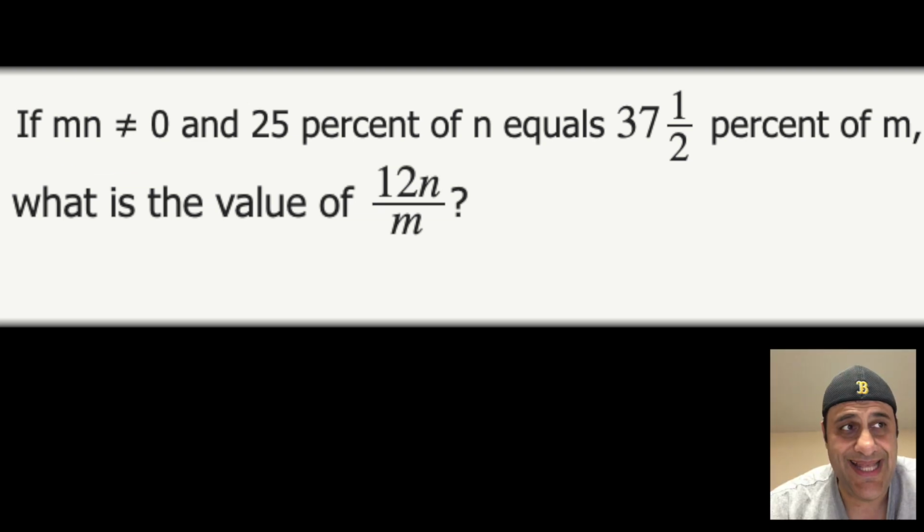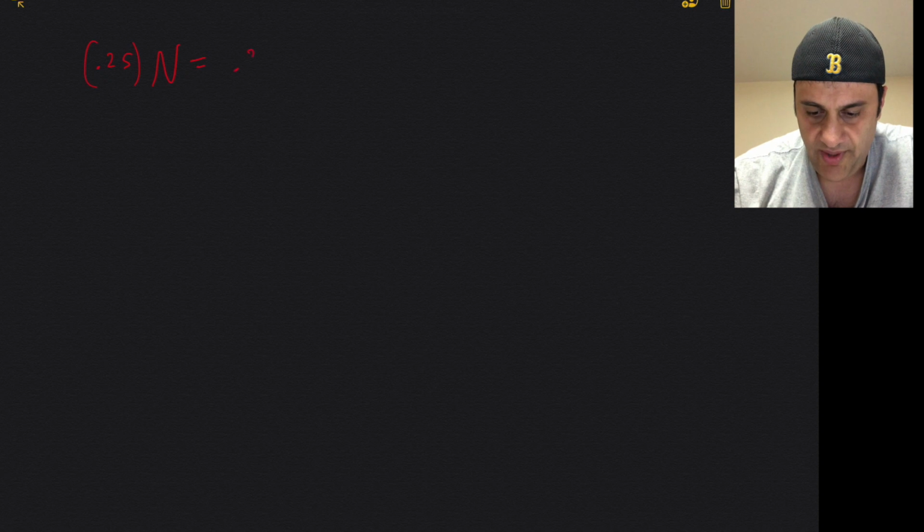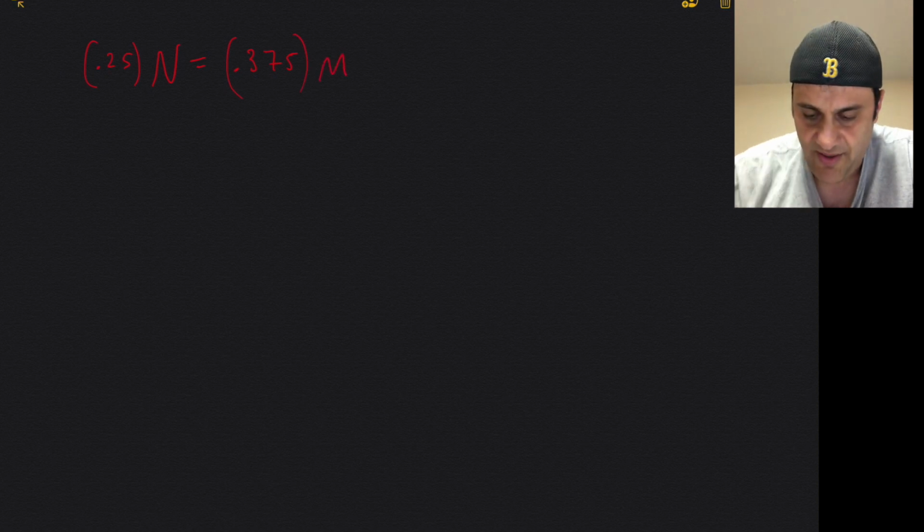First things first, it says mn cannot equal 0. All that means is if a product of two variables does not equal 0, that means neither m or n could be 0. All right, it says 25%. 25% is 0.25 of n. Anytime you get "of" in a word problem, that just means multiply. So 25% of n is 0.25n equals 0.375, right, because it says 37.5%, 0.375 of m, all right?